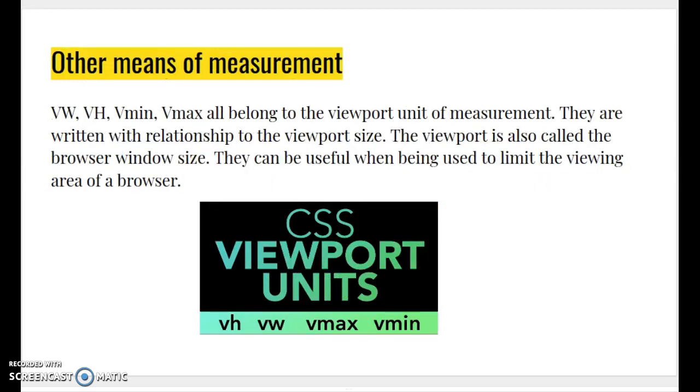Other means of measurement. VW, VH, Vmin, Vmax all belong to the viewport unit of measurement. They are written with relationship to the viewport size. The viewport is also called, as we know it, the browser window size. They can be useful in being used to limit the viewing area of a browser.